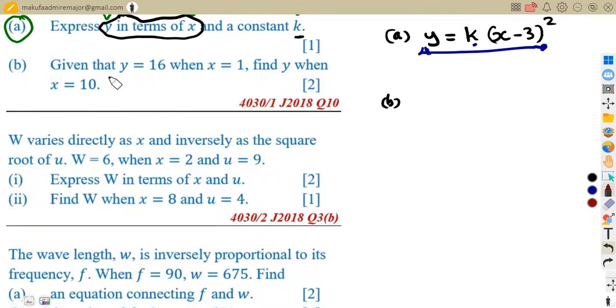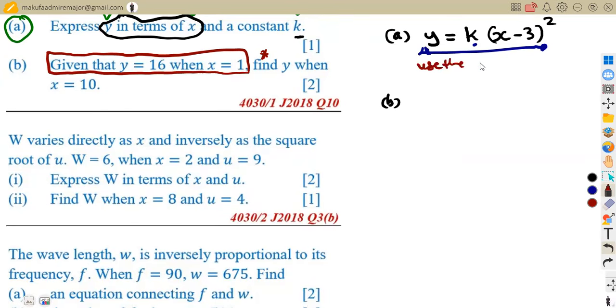You are given information that is an information on its own. Now there is a question: from what you are given, what are you going to do with this part? You use this given information to find k. So use the given information to find k.